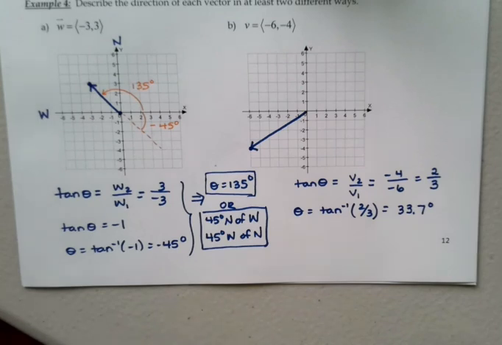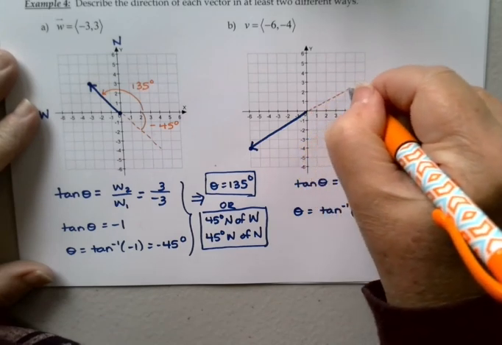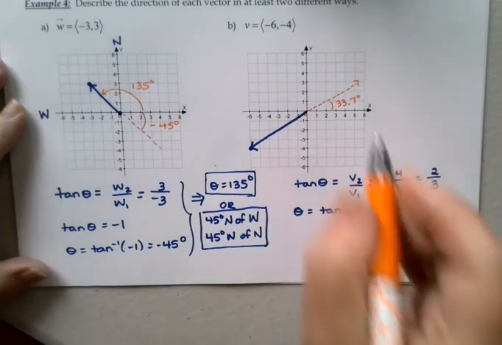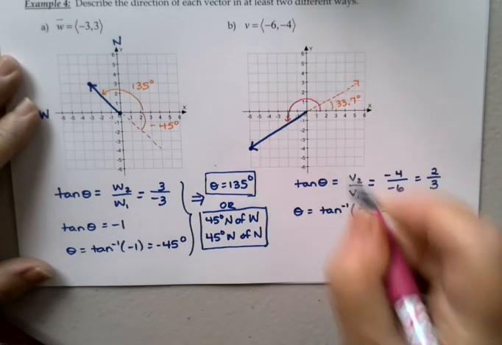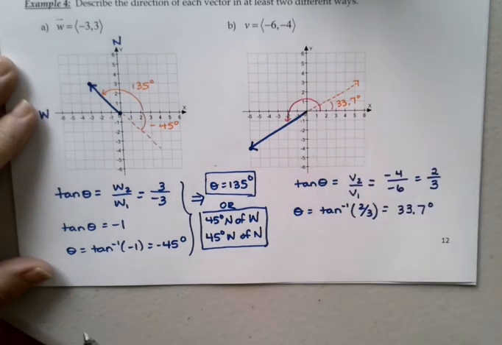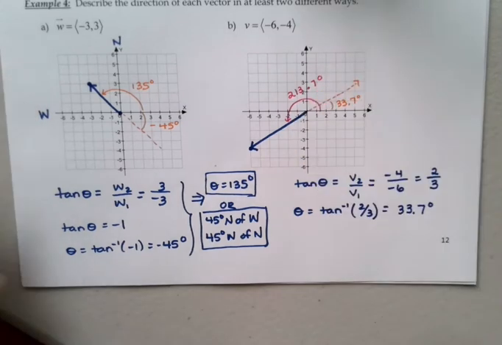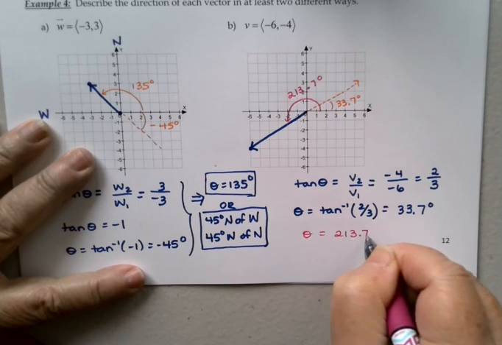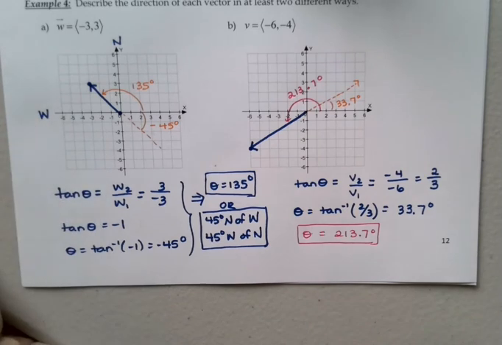Now, once again, it's clear to me that this is not in the correct quadrant. 33.7 would be the one over here instead, right? I want this one. So that's a full 180 plus the 33.7, which would give me what? 213.7? So one option would be to answer theta equals 213.7. Again, if I'm just going to answer with a theta, I always have to make sure that I'm giving the angle with the positive x-axis.